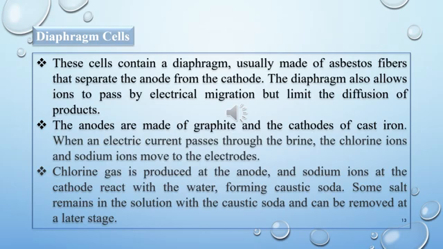So in this we have discussed that diaphragm cells have diaphragms formed of asbestos fibers, and these diaphragms allow the ions to pass through, but forbid the products from passing through. And we also said that anodes are made of graphite and cathodes are made of cast iron. And then at the end we discussed that chlorine is produced at the anode and sodium hydroxide is produced at the cathode compartment.